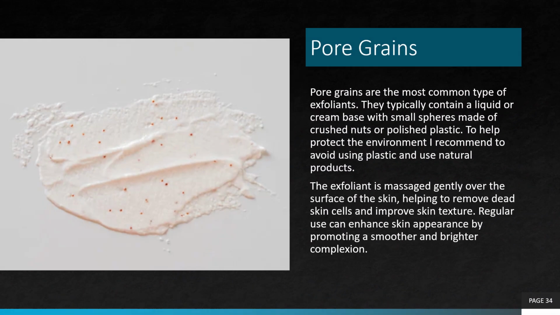Pore grains are the most common type of exfoliants. They usually contain a liquid or a cream base with small spheres made of crushed nuts or polished plastic. To help protect the environment, I recommend to avoid using plastic and use natural products.